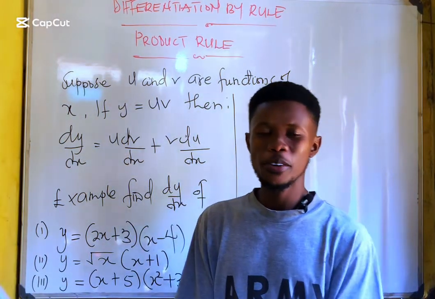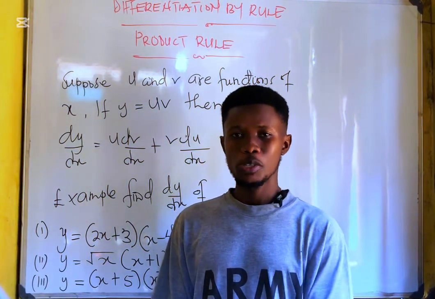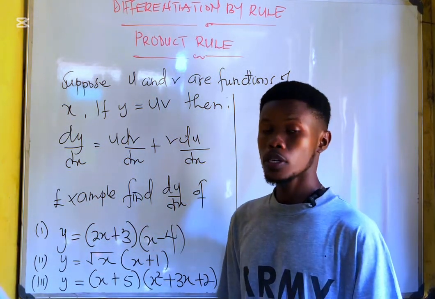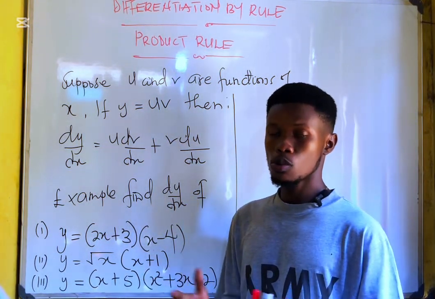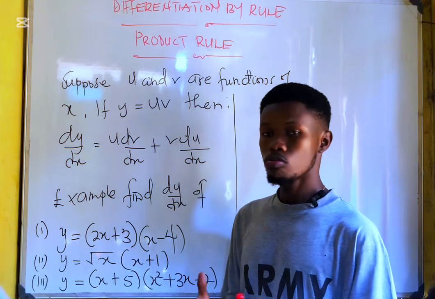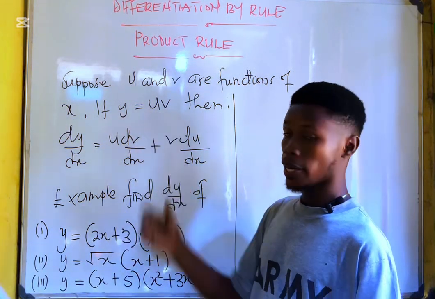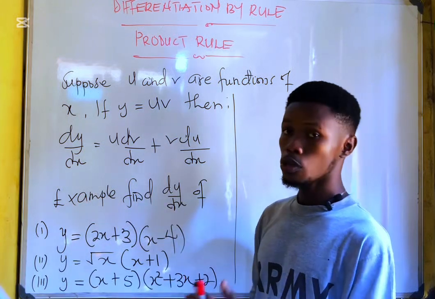Okay, welcome. So we are going to look at the product rule. It's also under a rule, the differentiation rule. For the product rule, as the name goes, when we have two functions multiplying like this, how do we solve it?